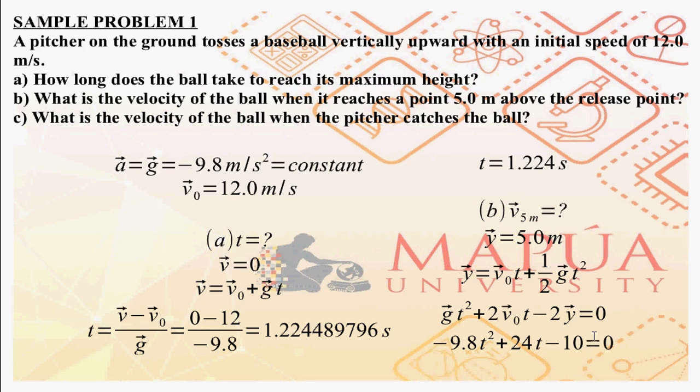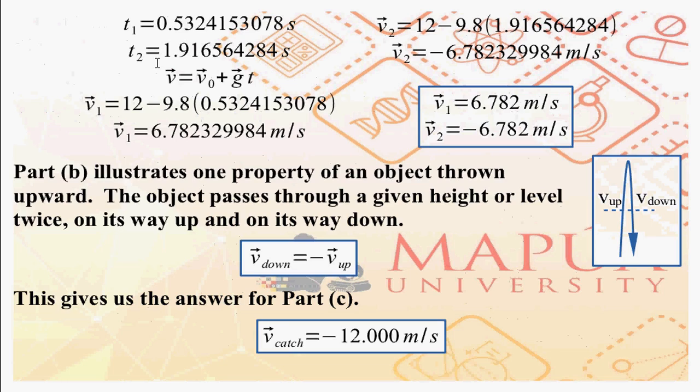Solution to a quadratic equation, rather, using your quadratic formula. Solution to a quadratic equation will give you two answers. You have T1 and T2. T1 is equal to 0.5324153078 seconds. T2 is equal to 1.916564284 seconds. Both values of time are positive.